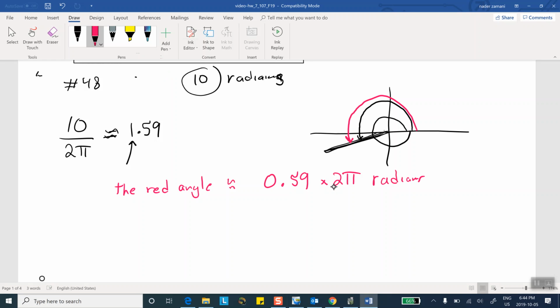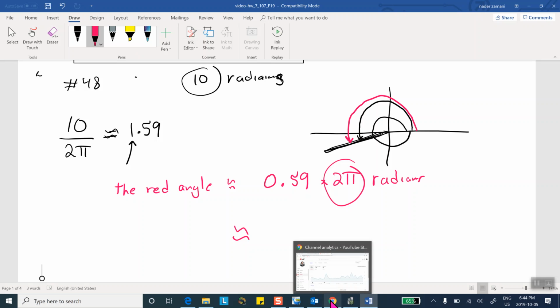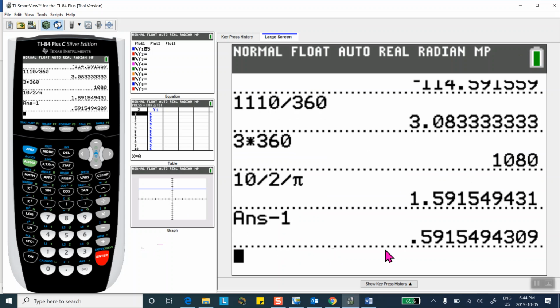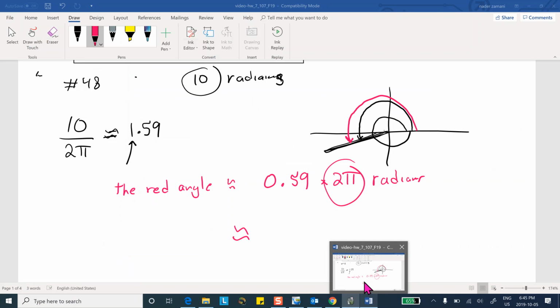It says almost half of a full cycle. So if I clean this up, let me go to my calculator. The answer minus 1 is going to be the 0.59 that I was talking about, and I have to multiply it by 2 pi to find the angle in radians.